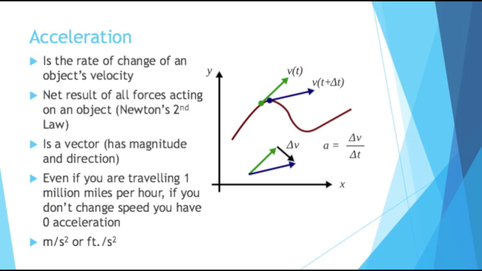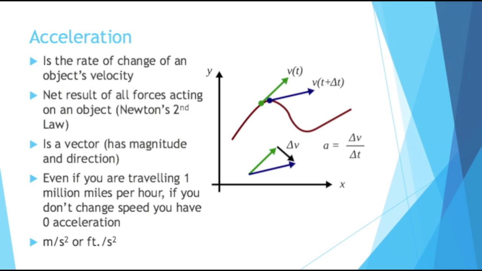Acceleration is the net result of all forces acting on an object. It's Newton's second law of motion. Force equals mass times acceleration. It is a vector, which is why it was covered in my statics and dynamics video. And a vector has magnitude and direction. So you can't just say you're accelerating at a certain pace. You can't say I'm accelerating at 30 feet per second. You have to give a direction. At least when you're trying to be technical about it, you do.